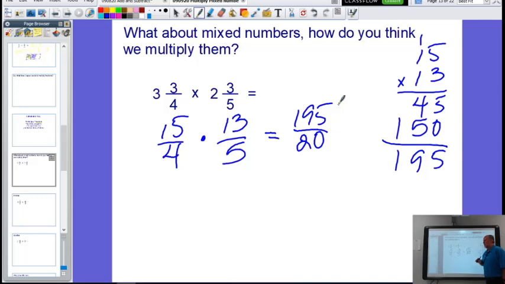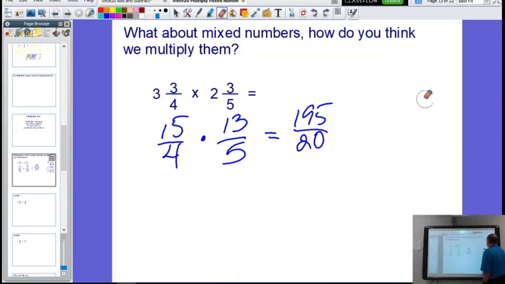Now, if you give me that as an answer, you get half the points, because that is a correct answer. However, it's just not fully correct because it's not simplified. So now we've got to simplify. Since it's improper, we can divide first. So 195 divided by 20. Well, 20 doesn't go into 1. 20 doesn't go into 19. So how many times does 20 go into 195? Well, let's see. 20, 40, 60, 80, 100, 20, 40, 60, 80. So it goes 9 times.